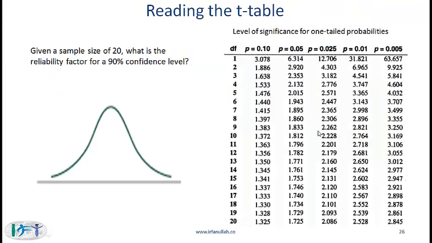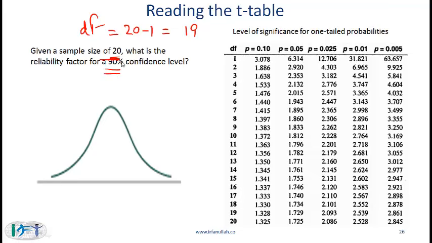And here is how we do this. We need to know the degrees of freedom, because as we saw earlier, the t value depends on the sample size, which in turn drives the degrees of freedom. If the sample size is 20, the degrees of freedom is 20 minus 1, which is equal to 19. We also need the confidence interval, which is 90%.